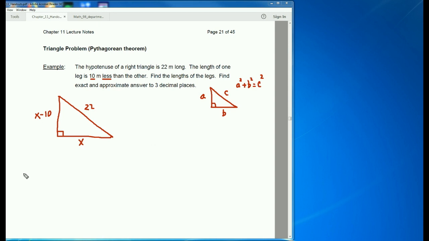So here's the first leg, x minus 10. So x minus 10 quantity squared. Here's the other leg, plus x squared, equals hypotenuse squared, 22 squared. All right, x minus 10 squared, remember we need to expand that. That means x minus 10 times x minus 10.